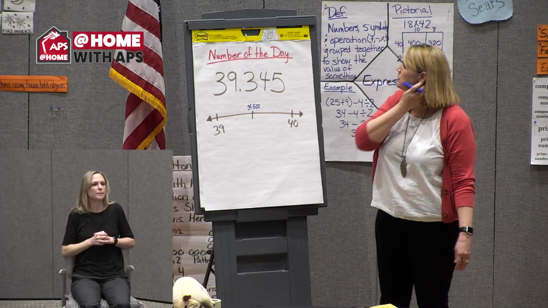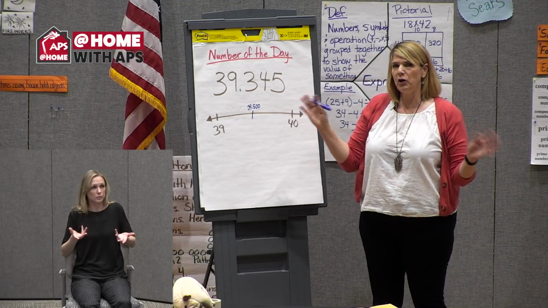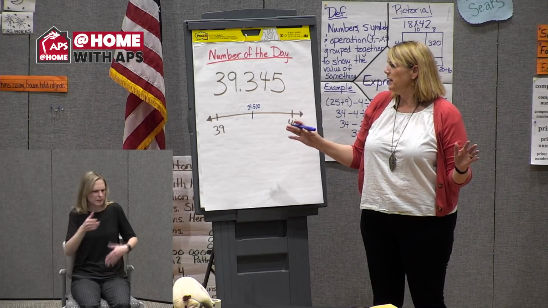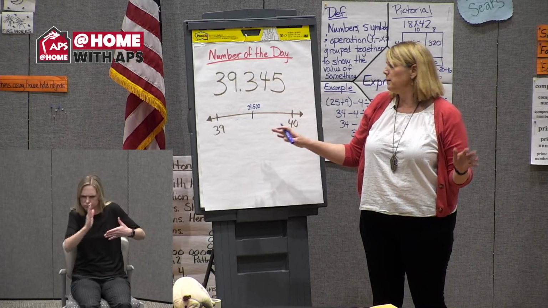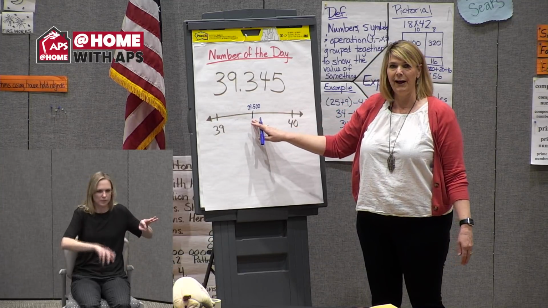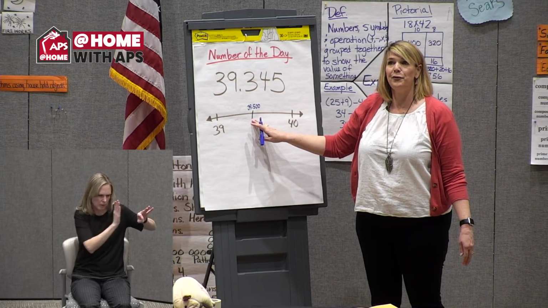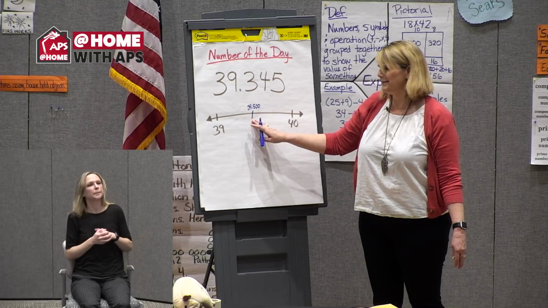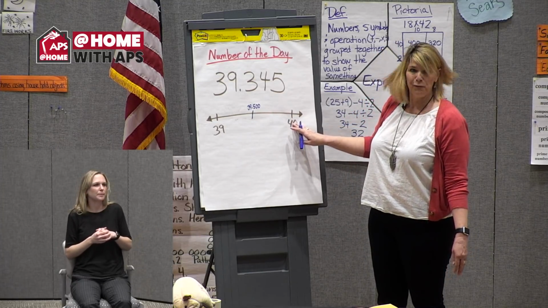All right, so if I was trying to look for some other markers that might help me, maybe the other markers that I'm going to look for are going to be numbers that are halfway between 39 and this 39 and 500 thousandths, right? I think I've said it right. And the 40, right?